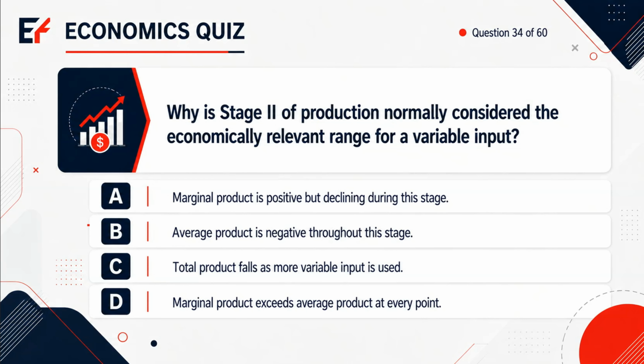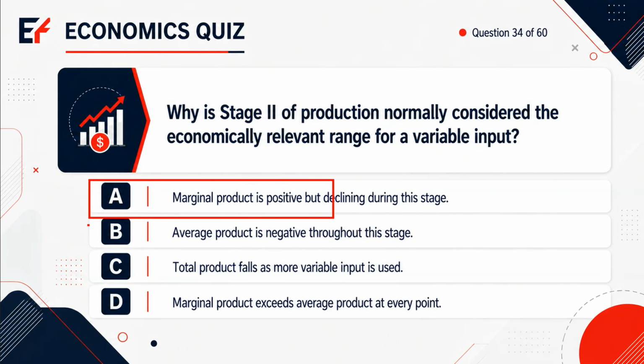Question 34. Why is stage 2 of production normally considered the economically relevant range for a variable input? A. Marginal product is positive but declining during this stage. B. Average product is negative throughout this stage. C. Total product falls as more variable input is used. D. Marginal product exceeds average product at every point. The correct answer is A.